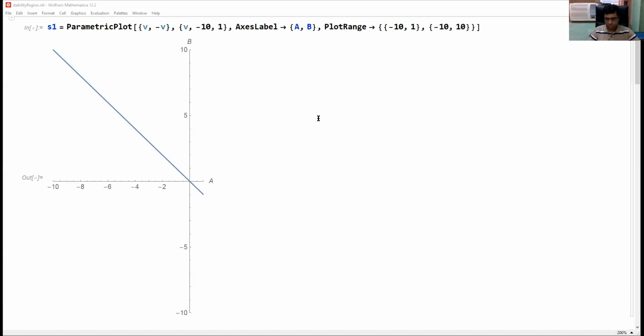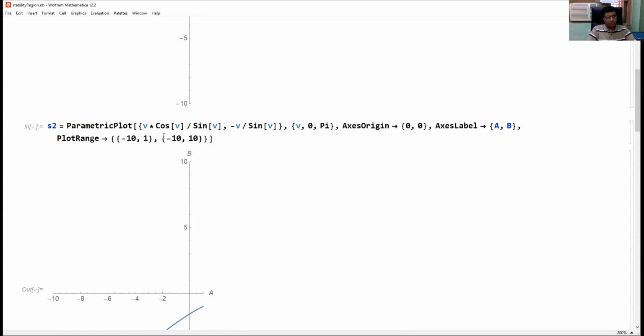Okay, so we can use ParametricPlot. So for a plus b equal to 0, parameters are a equal to v, b equal to minus v, so that a plus b equal to 0. Okay, and here we consider this up to the point 1, minus 1. So we have considered v from minus 10 to 1.